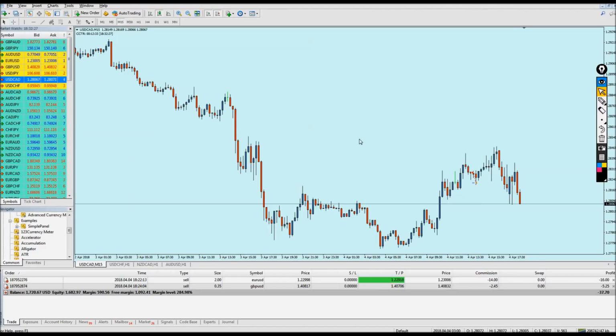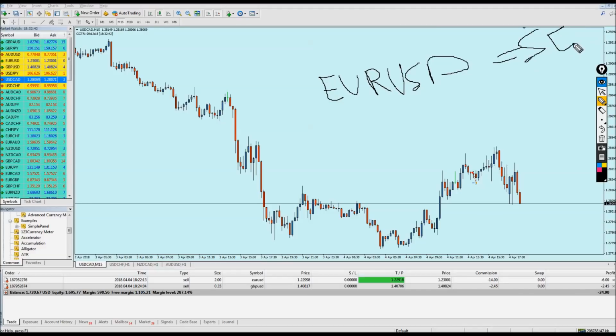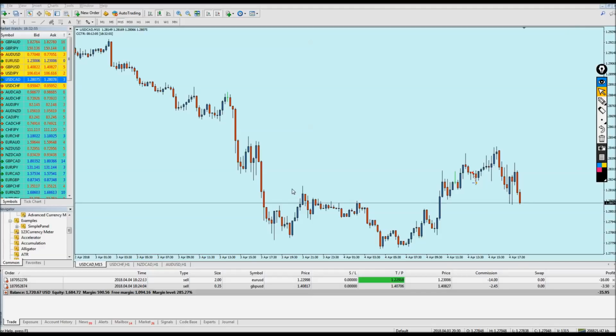Now I can buy the USD. That will be clever because I am selling the Euro USD. Since I'm selling the Euro USD, I'm saying that the Euro will go down and the US dollar is going up. Meaning I can now find setups where I can actually buy the USD.